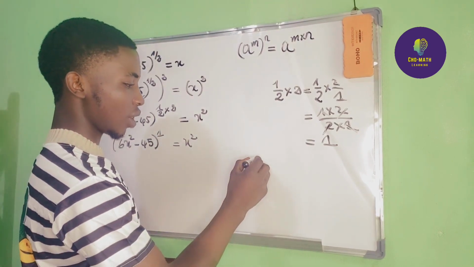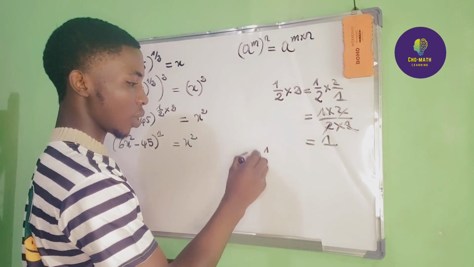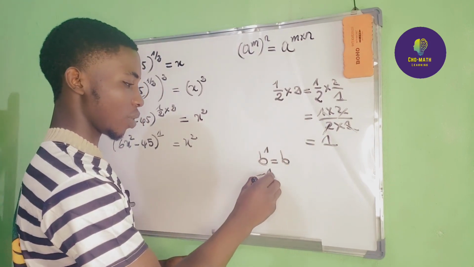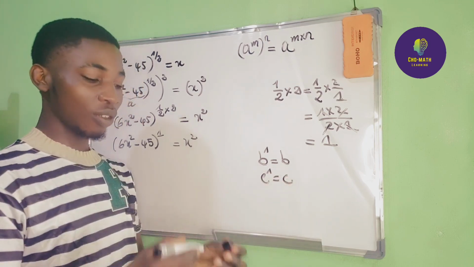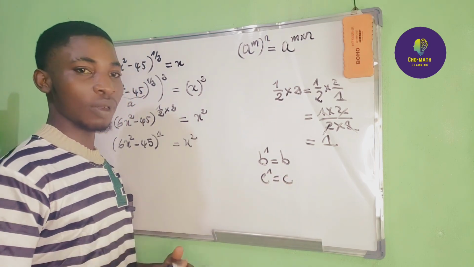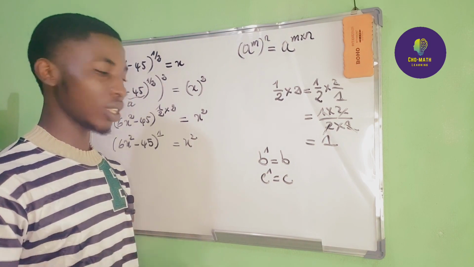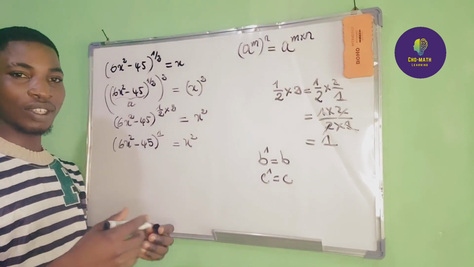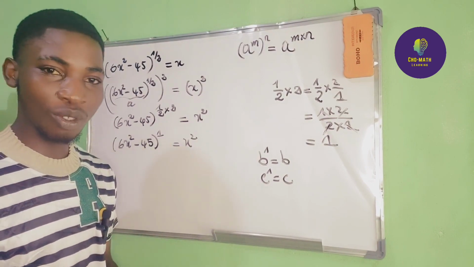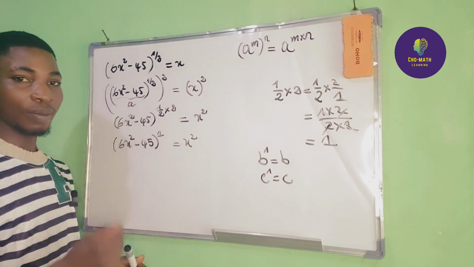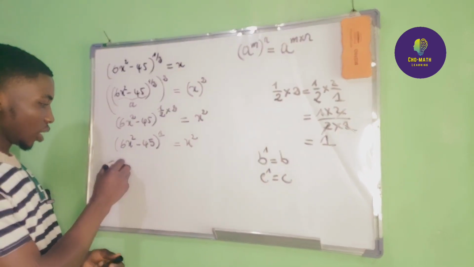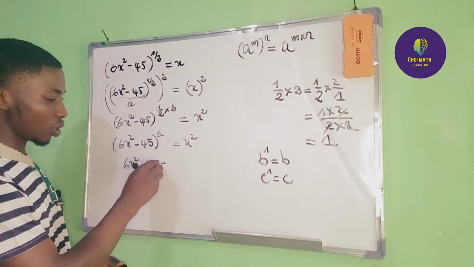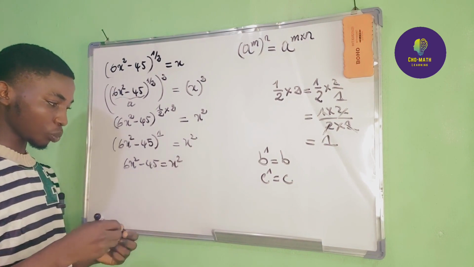And we know that any number raised to the power 1 is still equal to the same number. That is, if we have b raised to the power 1, it is still equal to b. If you have c raised to the power 1, it is still equal to c. If you have 1000 raised to the power 1, it is still equal to 1000. So here 6x² − 45 raised to the power 1 is still equal to 6x² − 45. So here we have 6x² − 45 equal to x².